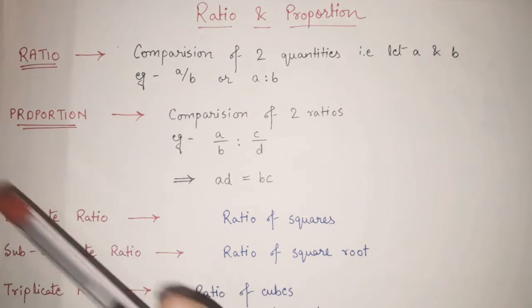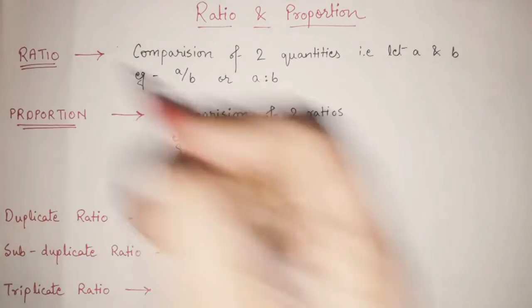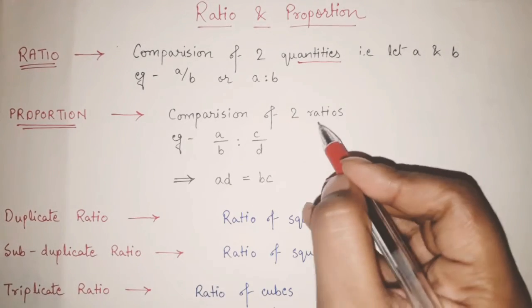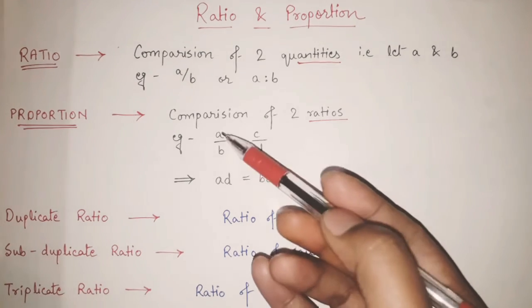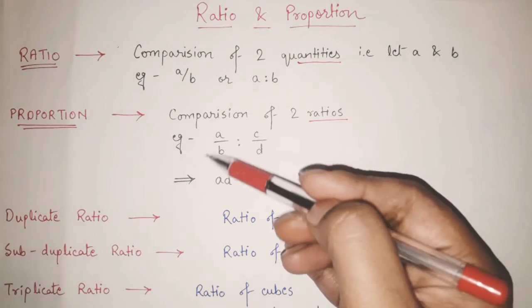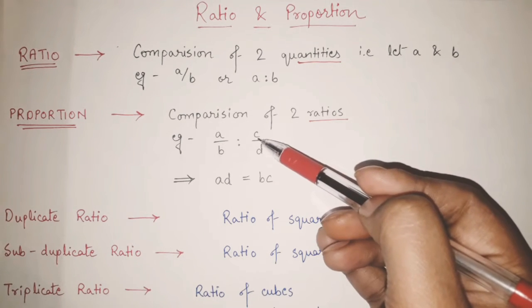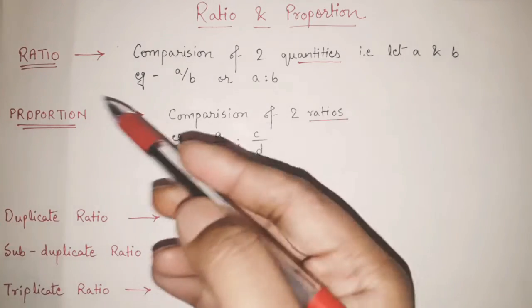Now, what is proportion? Comparison of two ratios. See, here ratio was a comparison of two quantities, but now a comparison of two ratios is known as proportion. Let's say A by B is by itself a ratio and C by D is again a ratio. Now if we are comparing these two different ratios, it is known as proportion.